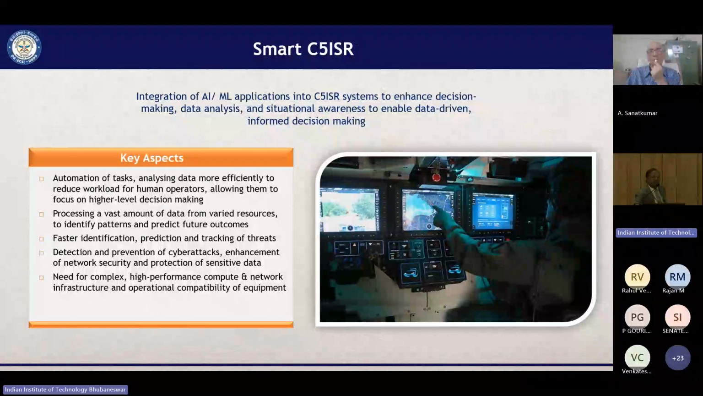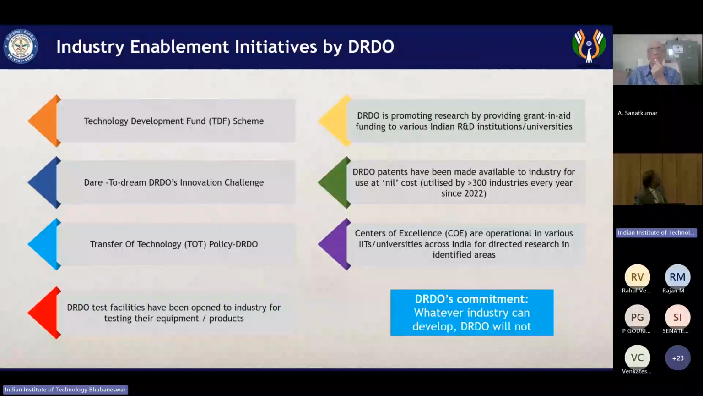Smart C5 ISR, this is going to be absolutely the next generation requirement. I think you know all that. I will not spend much on that. Of course, a lot of industry enablement we do. We release the Technology Development Fund. It's an open challenge to anybody: if you have got a great idea, if you are a startup, if you are an industry, write it to me. We fund up to 10 crores. And today we have enhanced it to 50 crores per system.